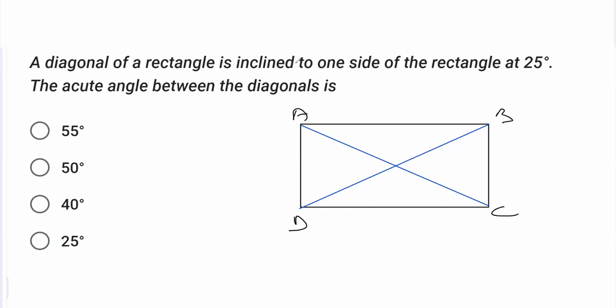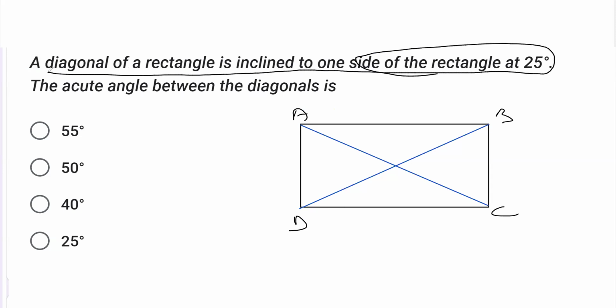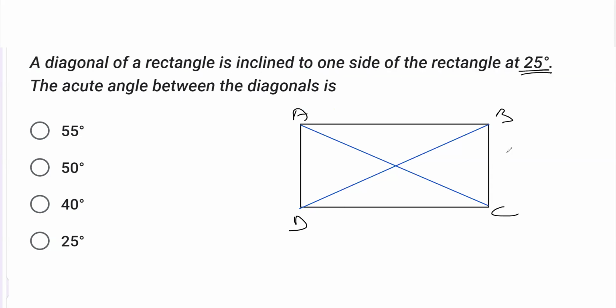Now what we are given is that one diagonal, let's say AC or BD, any one of them, is inclined to one of its sides at an angle of 25 degrees. I can take this angle, you may take this or this. So these are the angles which are inclined with one of its sides. So I take this angle as, say, 25 degrees.